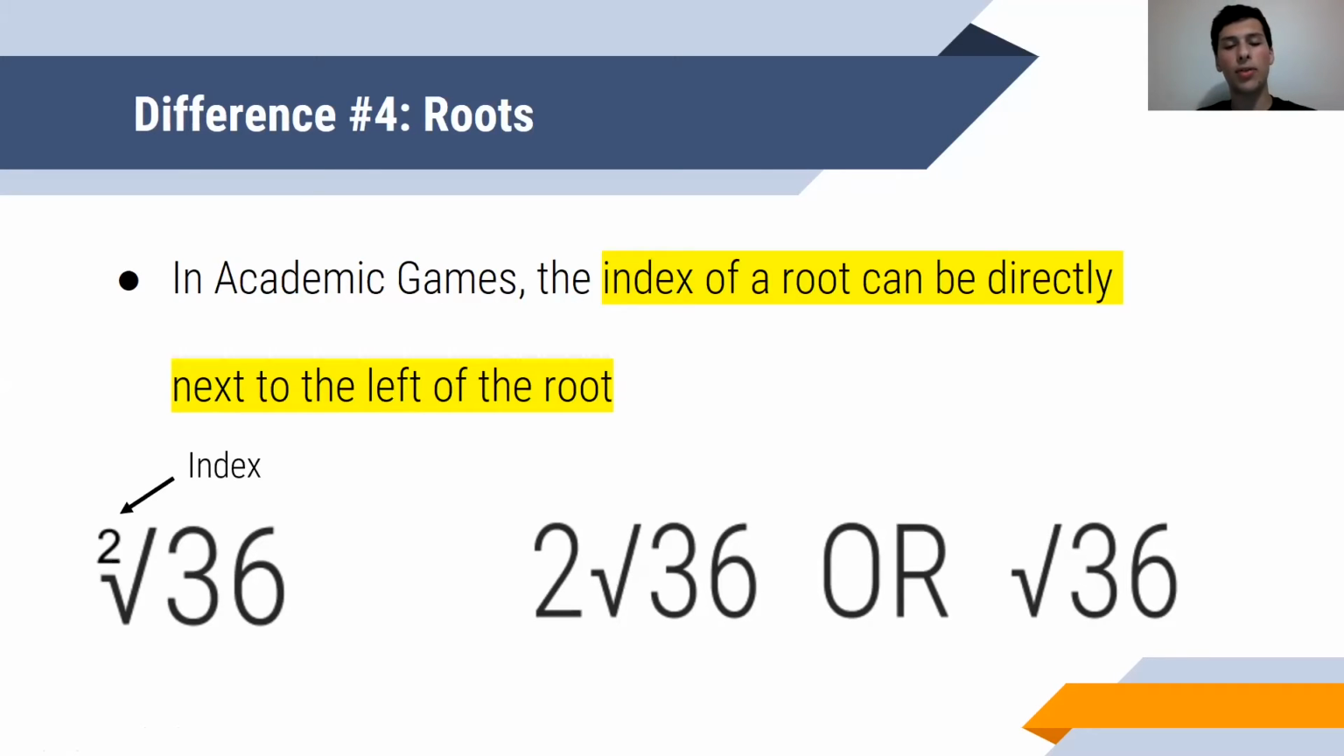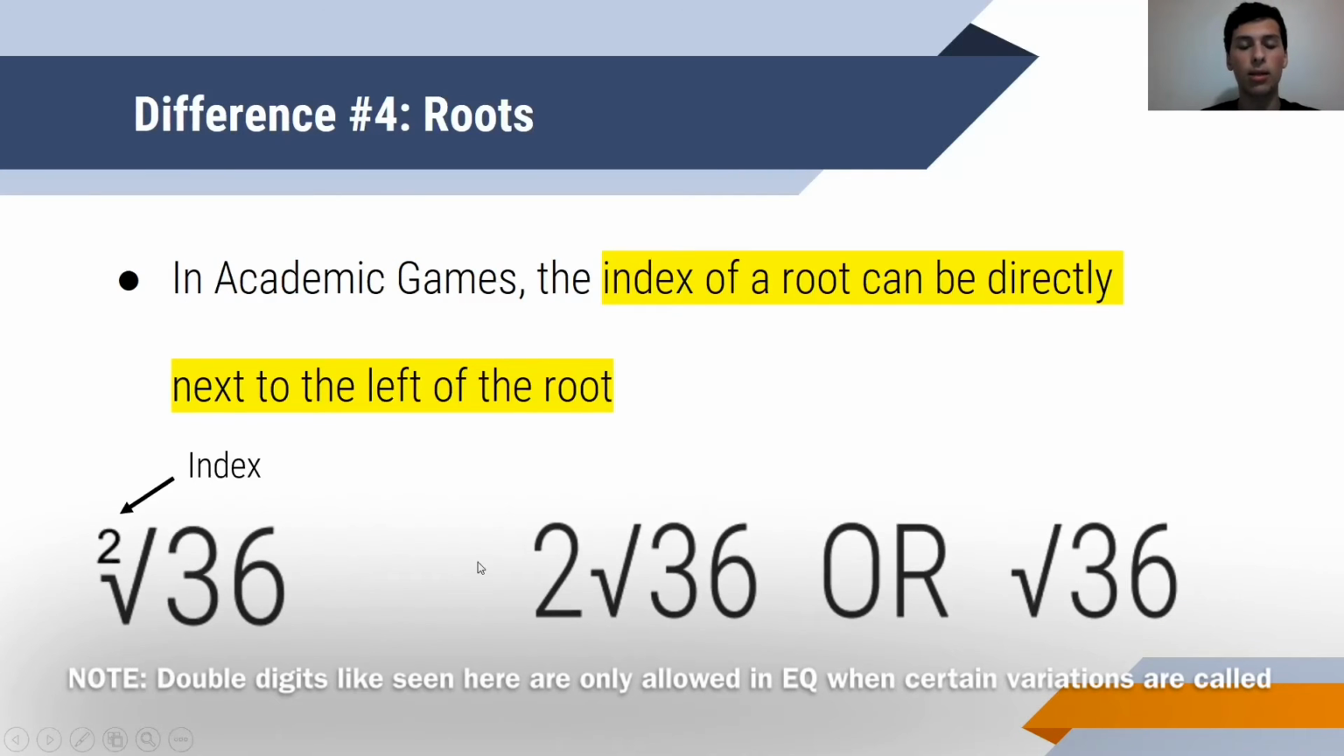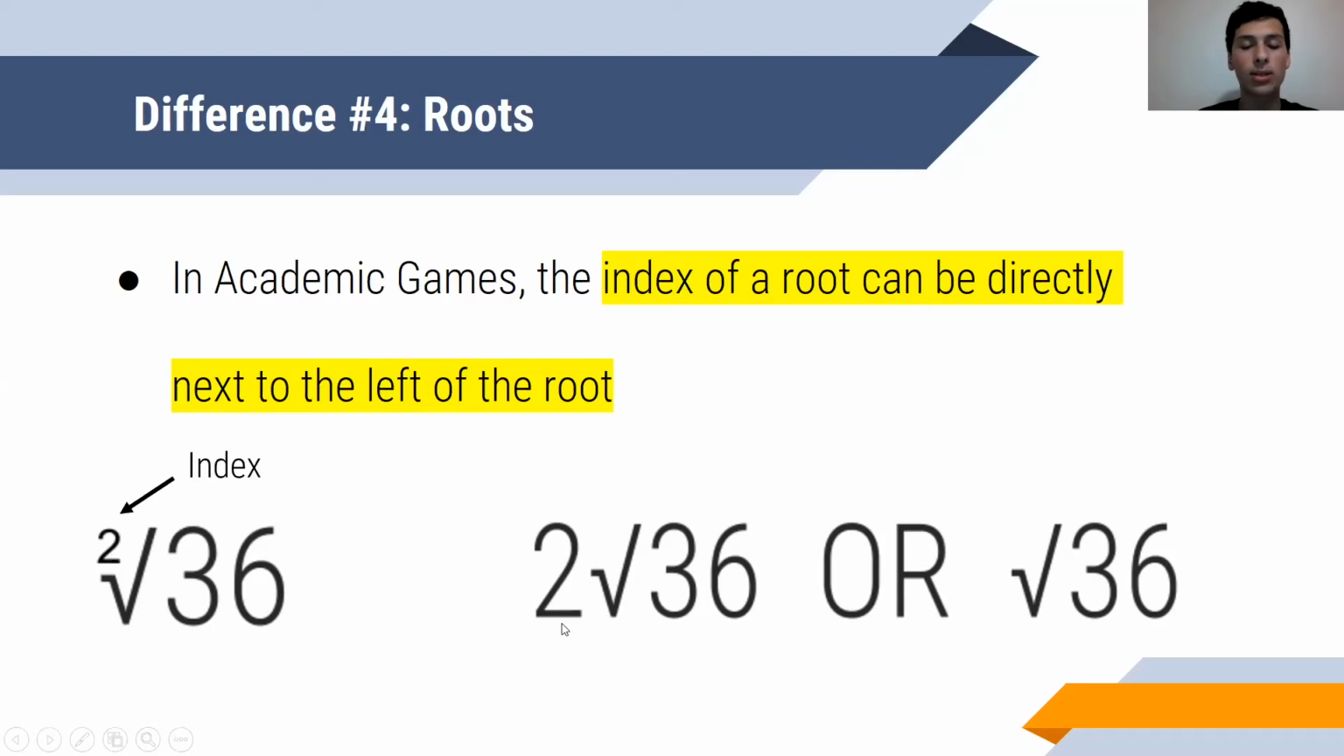In regular math, this would be interpreted differently. If the 2 was large and on the left, if it wasn't small, like on a subscript, this would be interpreted differently in math. But in equations, it's just 2 root 36. This is the index in equations. It's the same as the one in the other example. And remember that if you're using a second root, which is a square root, you don't have to put that 2 there. It can be left blank because it's automatically assumed to be a 2.